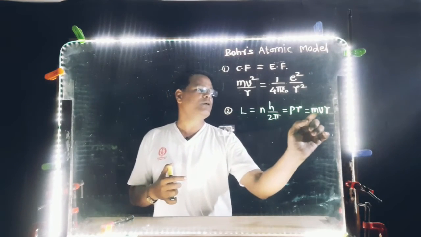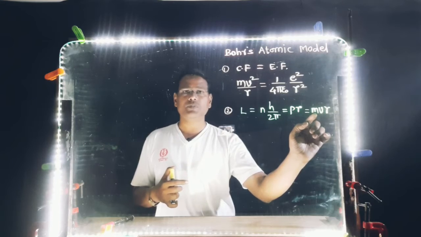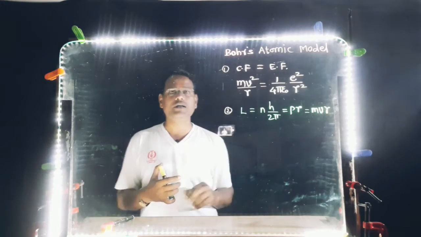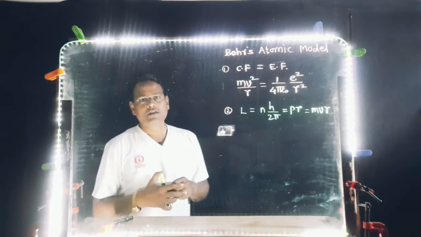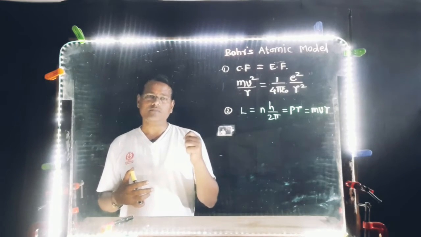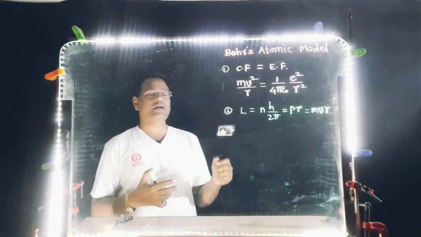P is equal to m into v into r, where m is the mass of the electron, v is the velocity, and r is the radius. So this is the second postulate given by Bohr's atomic model.